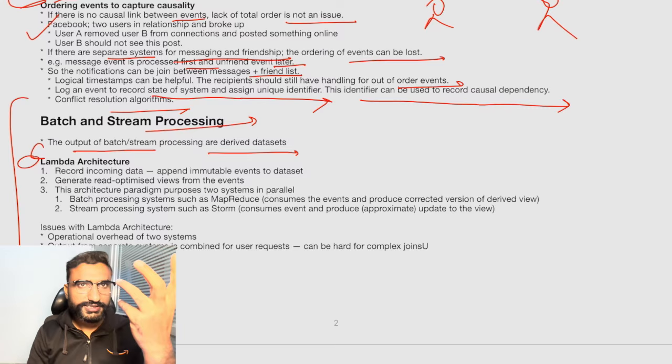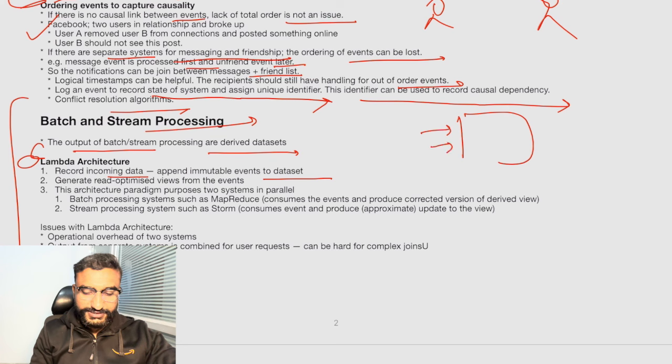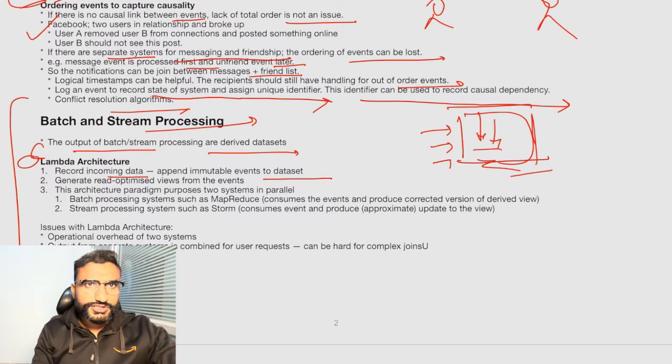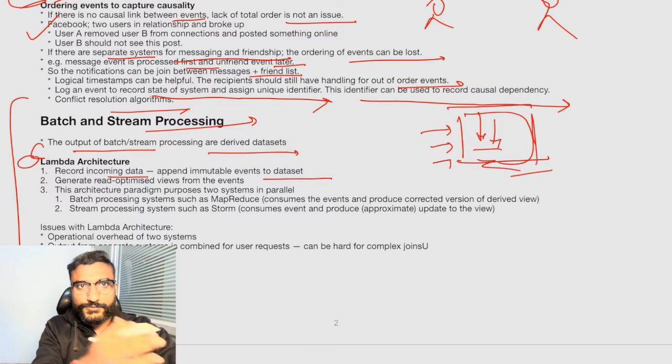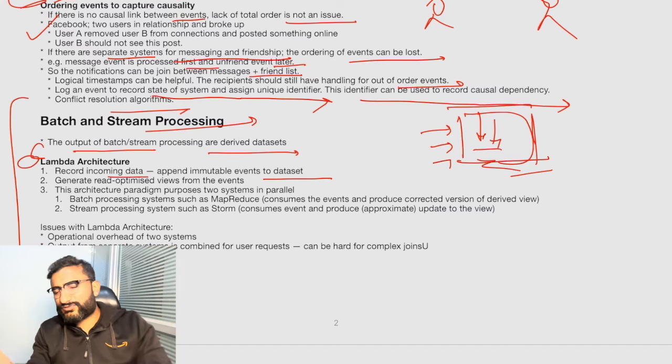Lambda architecture is one of the approaches. You try to combine both batch and stream processing together. You record the incoming data and append immutable events to a dataset. This is basically a log entry: events come in and you keep appending to this immutable dataset. Then you generate read-optimized views from these events, so that your user queries can be served very quickly from these materialized views.